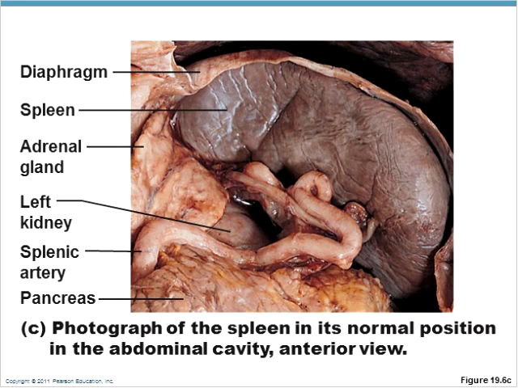Gross anatomically, this is a photograph of the spleen in its normal position in the abdominal cavity, and it's an anterior view. There's the diaphragm, top of the spleen. There's the spleen proper, the adrenal gland, which is located on top of the kidney. There's the left kidney. There's the splenic artery as it enters, and there's the pancreas sitting just below that.